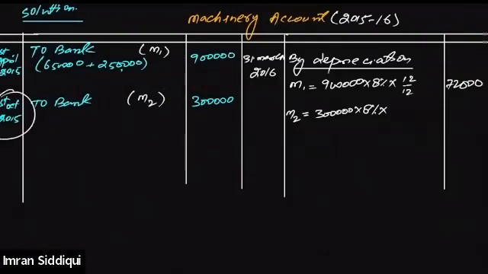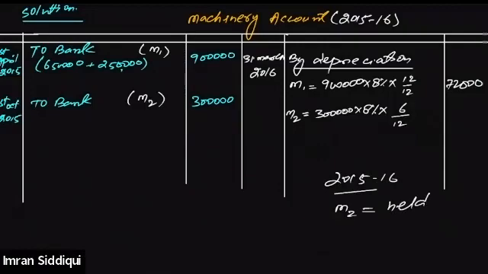We bought this machine on 1st of October and we need to charge the depreciation till 31st of March 2016. Starting from 1st of October till 31st of March, how many months are there? Answer is 6 months. So we'll calculate the depreciation for 6 months on machine 2. Why are we charging depreciation for a 6 month period only? Because in the year 2015-16, machine 2 is held for a period of 6 months only.